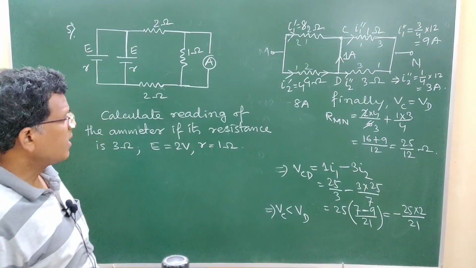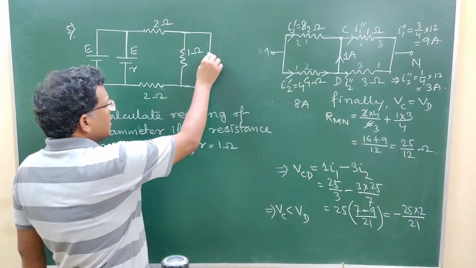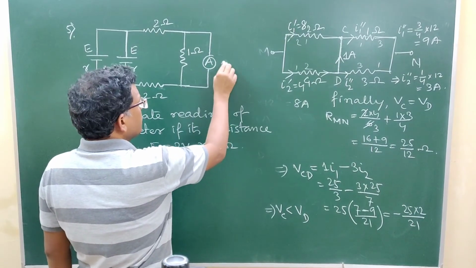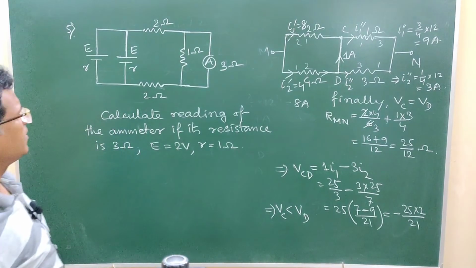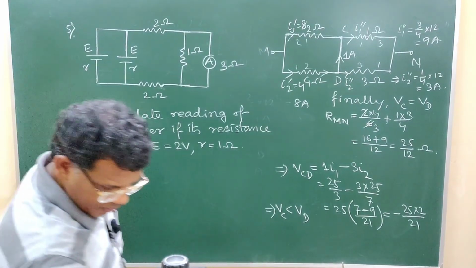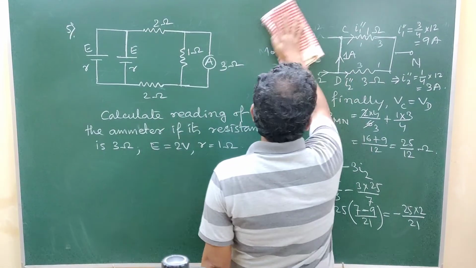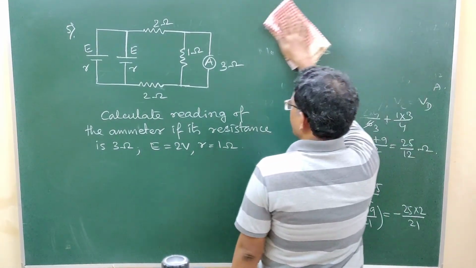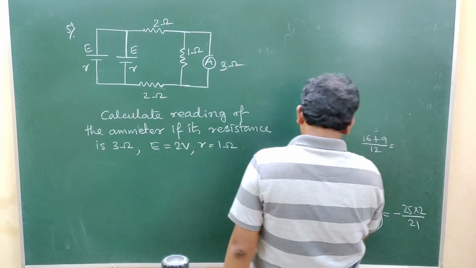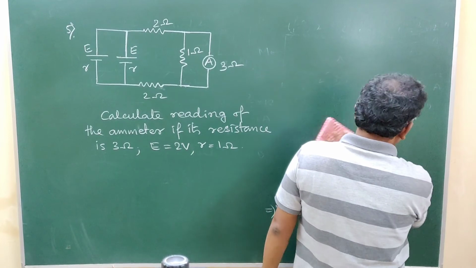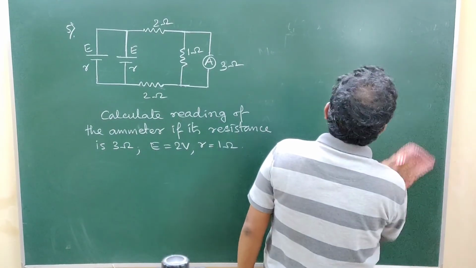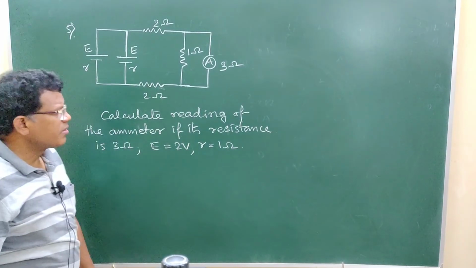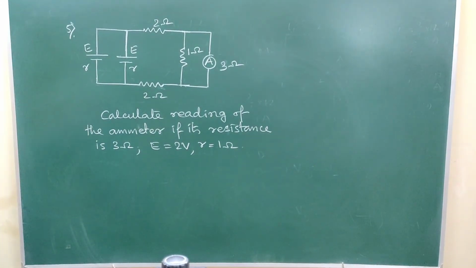Well, so these are the values given. This time the ammeter is said to be having a resistance of 3 ohm. So we need to calculate the ammeter reading, provided there are two batteries, and their EMF and internal resistance values are given. We have to find the ammeter reading if the resistance of the ammeter is 3 ohm.